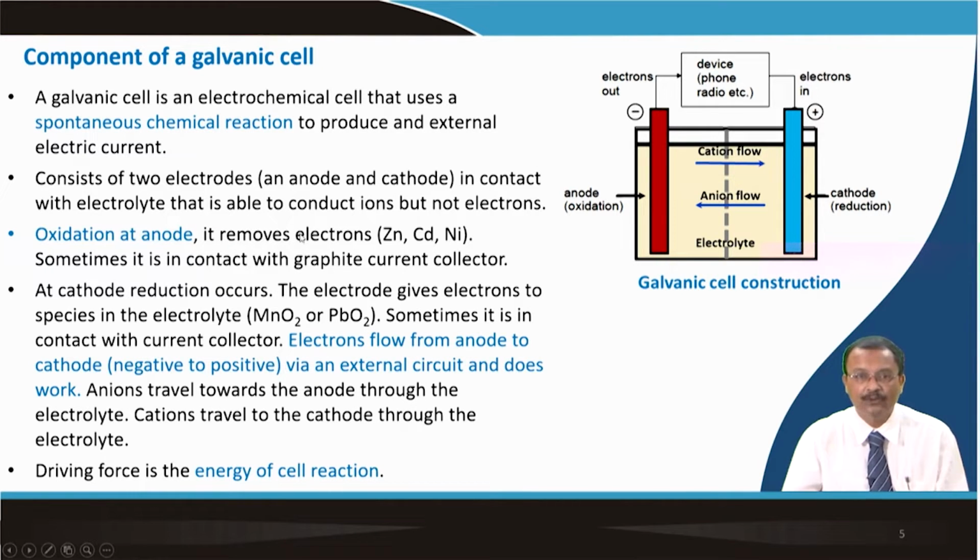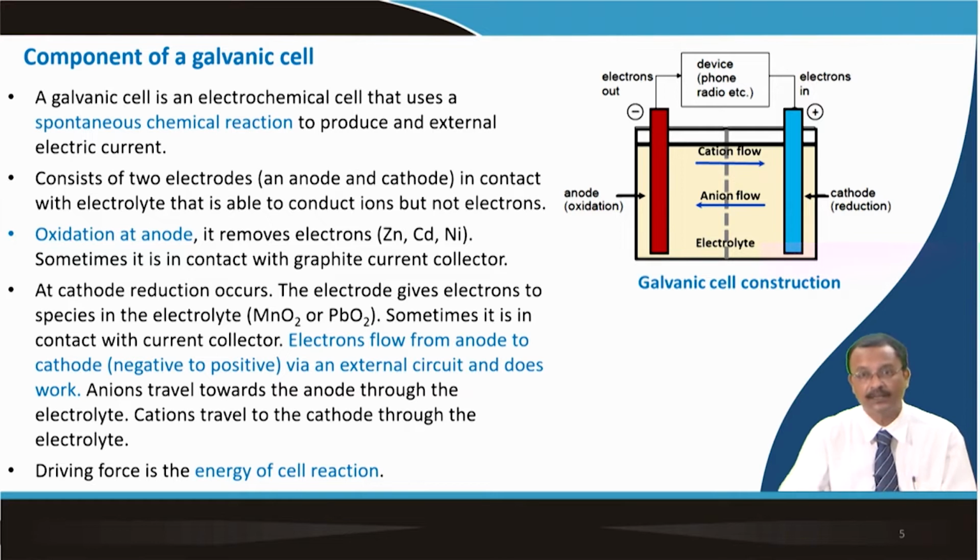So, usually the anodes are typically zinc, cadmium or nickel. It removes electrons. Sometimes they are kept in contact with a graphite current collector to take the electrons out of the galvanic cell towards the load. And at the cathode, the reduction reaction occurs and the electrode gives electrons to the species in the electrolyte.